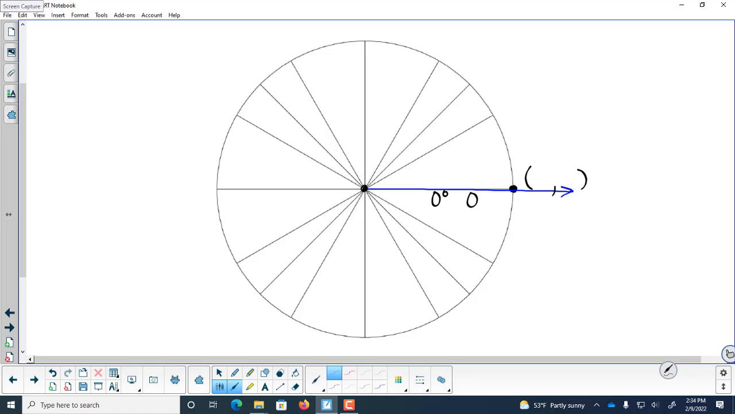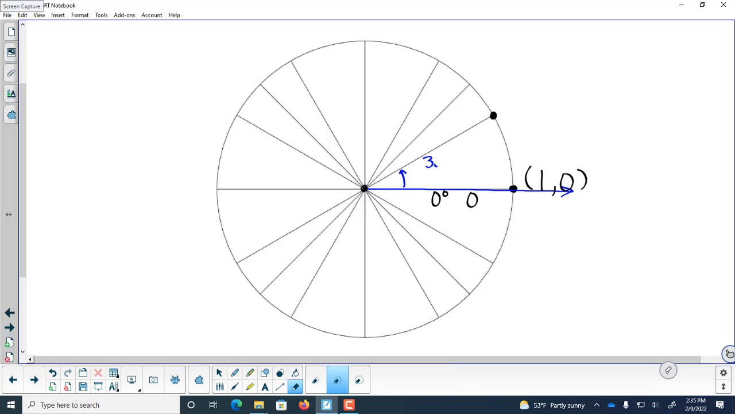You're starting here and you're going here. You went how far? 1. Did you go up or down? No. Okay. Now the terminal side is going to move, tick up. So now my terminal side is here, and goes through this point. So what is this angle, this distance, do you think? 30. So it's going to be 30 degrees.